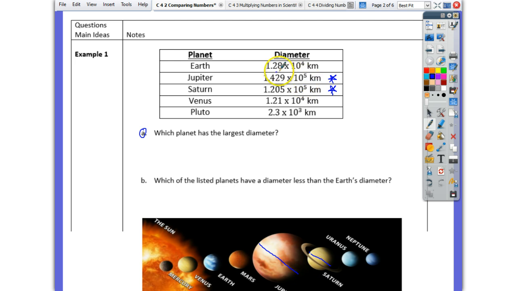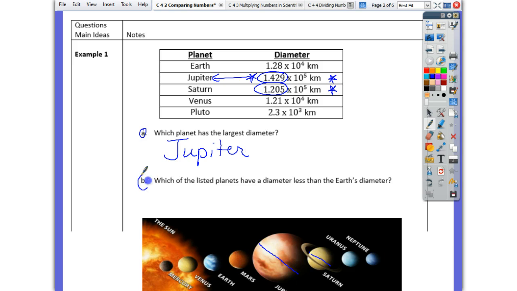So now we have to look right here. What are we multiplying times that base 10? Which one is larger, 1.429 or 1.205? Well, 1 and 429 thousandths or 1 and 205 thousandths. This one would be your largest one. So which planet has the largest diameter? It would be Jupiter.